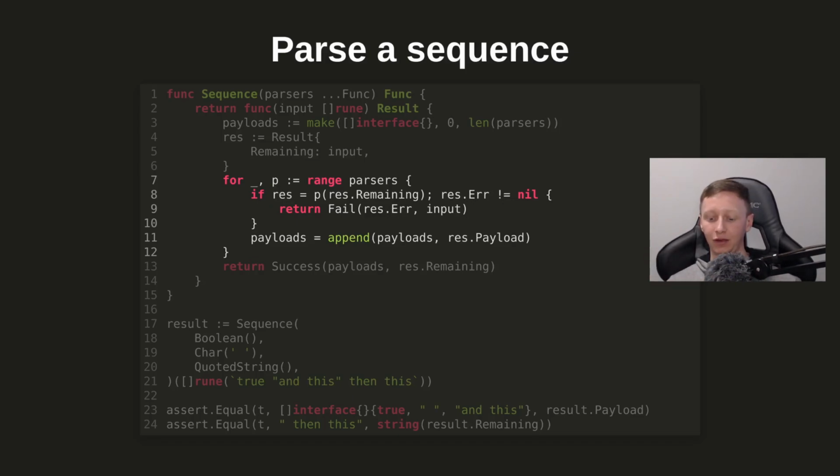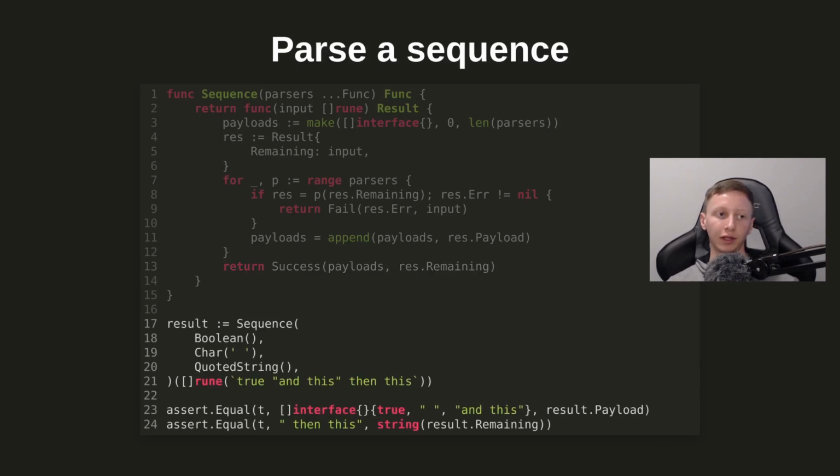And obviously if it fails, then we return immediately, and the error that we return already contains the correct position where the error occurs in the sequence. But if it doesn't fail, then we append the result to a slice of results, and at the end, assuming none of the parsers have failed, we return an overall success result with all of our payloads. So what we're returning is an empty interface slice containing all the parsed out tokens from the sequence that we've been given.